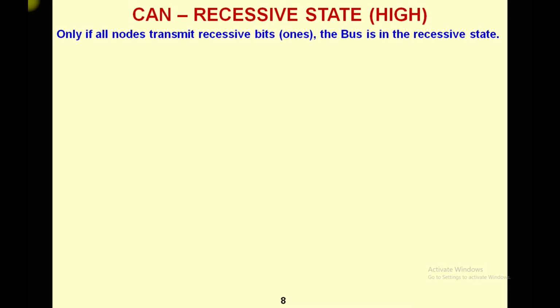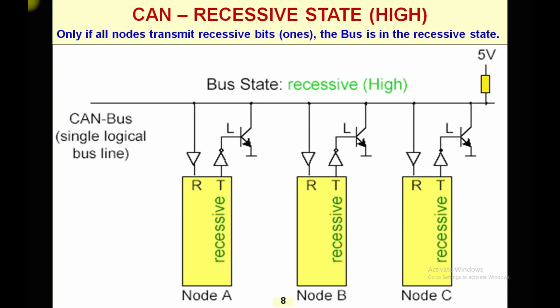And only if all the nodes transmit recessive bits, the bus is in the recessive state, as we see here. So all the nodes are transmitting recessive bits, and the bus is also in the recessive state. Recessive means pull up state, which is logic 1 state. In CAN terminology, it is called recessive.